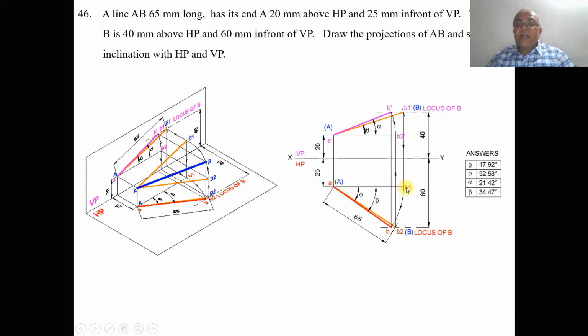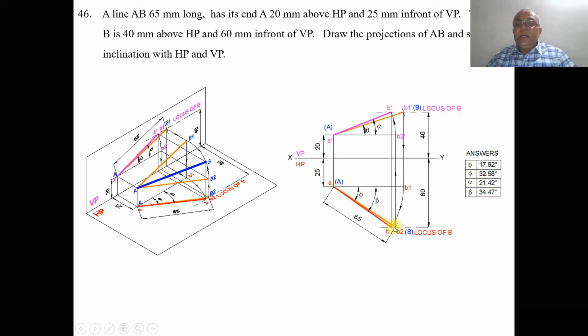So with A as center, taking the radius of A B1, you draw an arc by using the compass till it cuts the locus of B in the top view, and you mark this point as small b, then join A to B with a dark line. So you measure this angle beta by using the protractor, and you measure this angle phi by using the protractor. Beta will be equal to 34 degrees and phi will be equal to 33 degrees.